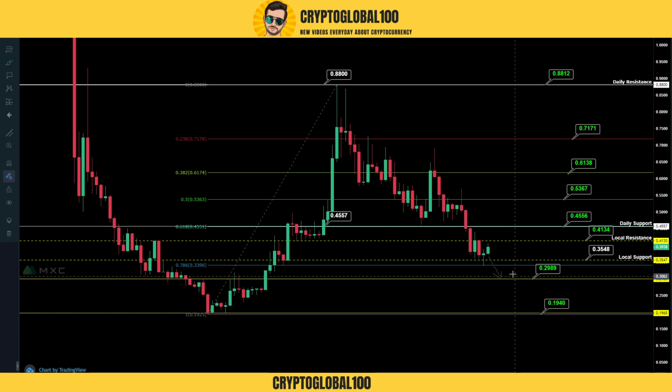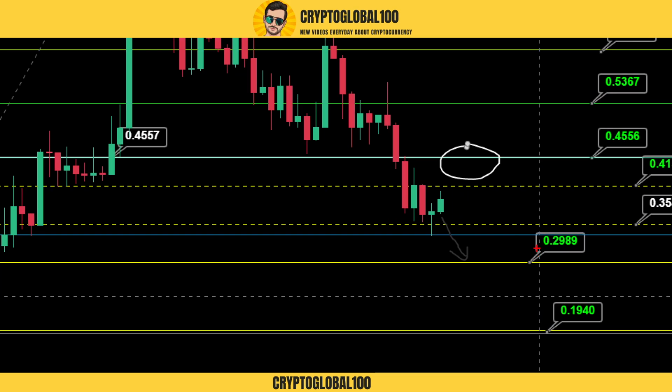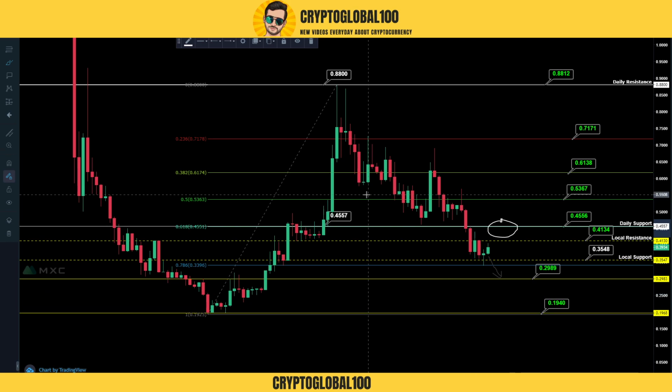So right now, what is the current scenario, guys? The current scenario is the price needs to break out this zone, which is 0.4556, in order to move up. So you can place your buy orders somewhere near 0.358 or 0.2829. If you want to place limit orders, you can place some here in case the BTC dumps. This is the current scenario of TLM price prediction.